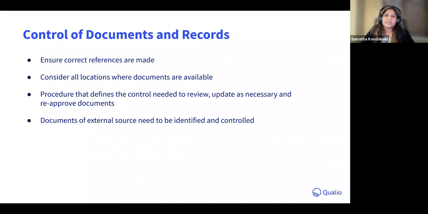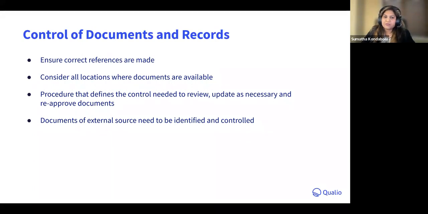So, control of documents and records. Here, again, whether it is the standard for 13485, or EU MDR or IVDR, the control of documents and records remains pretty much the similar requirements. So you need to ensure that the correct references are made and consider all locations where documents are available. That is important. During the audits I perform, I have seen that the manufacturer has given documents and records to a critical supplier or a contract manufacturing organization, and they think that they may not need all the specific documents at their end. We have given it to our supplier, who is the one responsible for producing the product. However, as a manufacturer, since your name is legally on the product, you need to ensure that you have the right documentation in place.